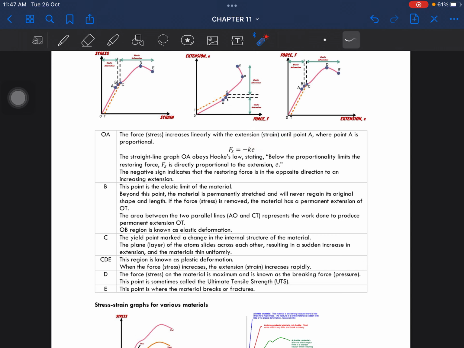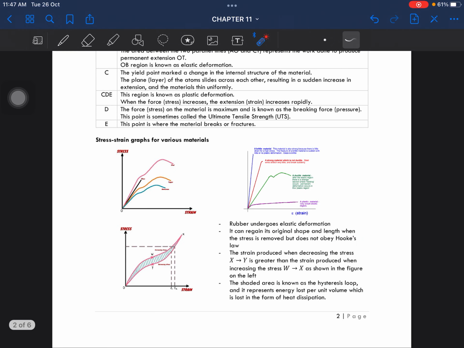At the region CDE, this is known as plastic deformation. When the force increases, the extension increases rapidly. At point D, the stress on the material is maximum. At that point, it is known as the breaking force, also called the ultimate tensile strength. That is the maximum tensile strength it can experience. After that, the material will break, or fracture.